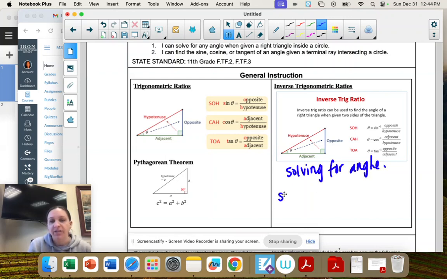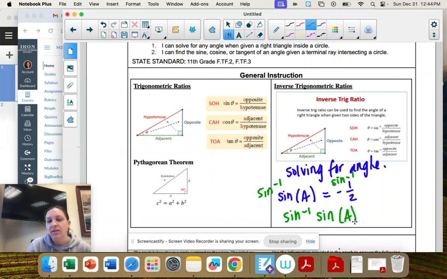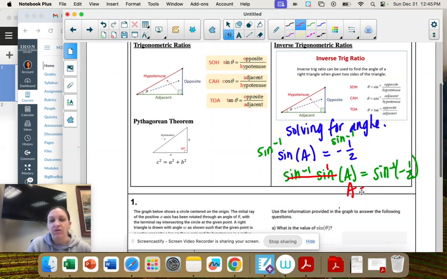So say I have sine of the angle equals negative 1/2, and I'm trying to solve for the angle. To get the angle measure, I take sine inverse, and it looks like sine with a -1, but we read that as sine inverse of both sides. So if you take sine inverse of sine, and then over here I have sine inverse of -1/2, these are opposite operations. They cancel to just 1, and that leaves you with just the angle. And then the other part you put in your calculator.